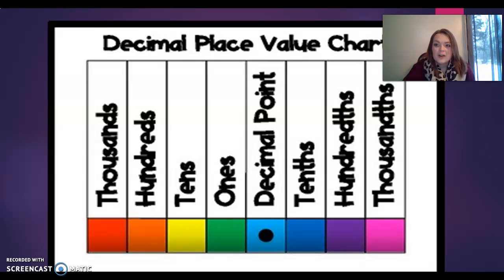Good morning. Today we are starting chapter 5 and we will be working with decimals. So we are done with division for this part of the chapter and we are going to move on. And today our lesson is on rounding decimals.